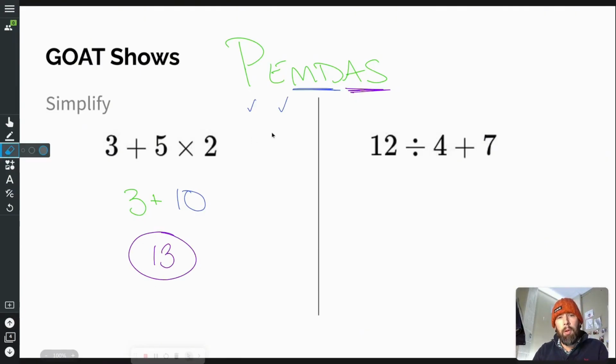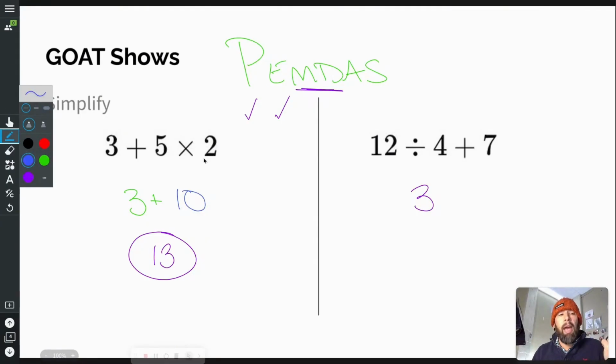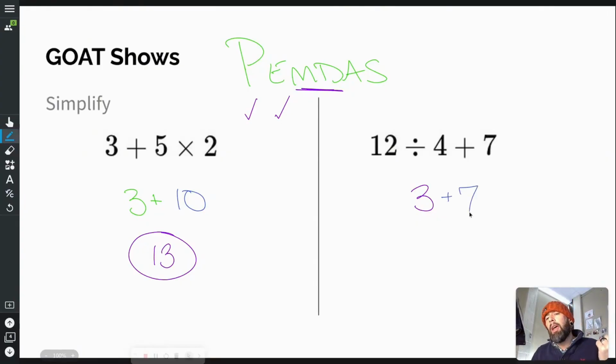All right. Let me erase this so I can reuse it and do the next one. 12 divided by 4 plus 7. When you have more than one thing going on, look for your parentheses first. I don't got any. And then look for your exponents. I don't got any. Then you multiply, divide left to right. Starting from the left, I have 12 divided by 4, which is 3. Then you drop down plus 7. Since I only have adding left, you add those. 3 plus 7 is 10.